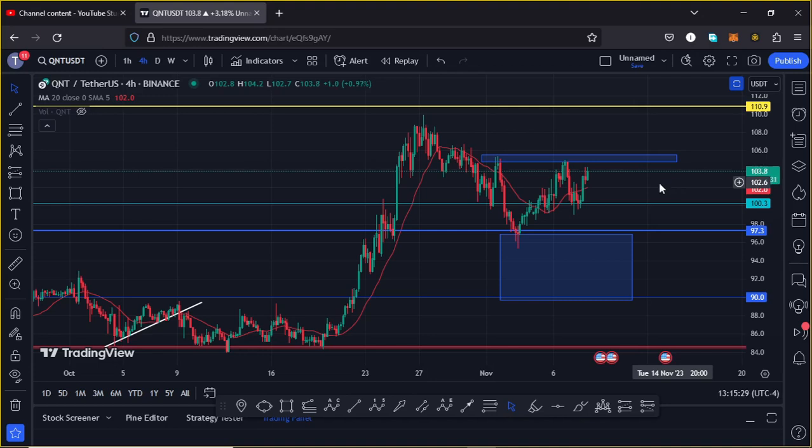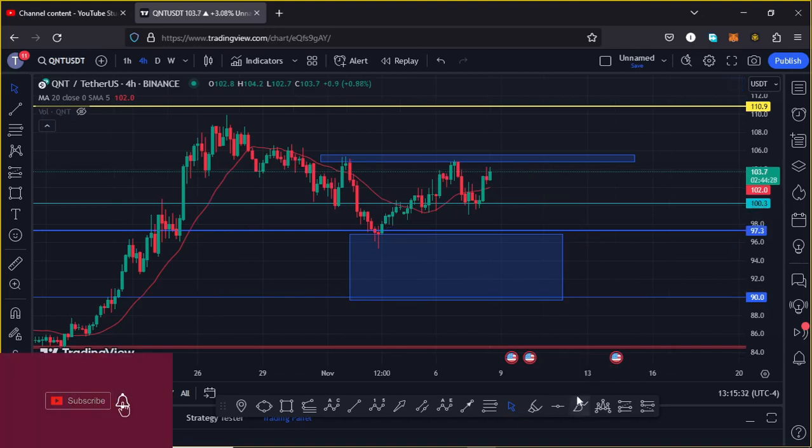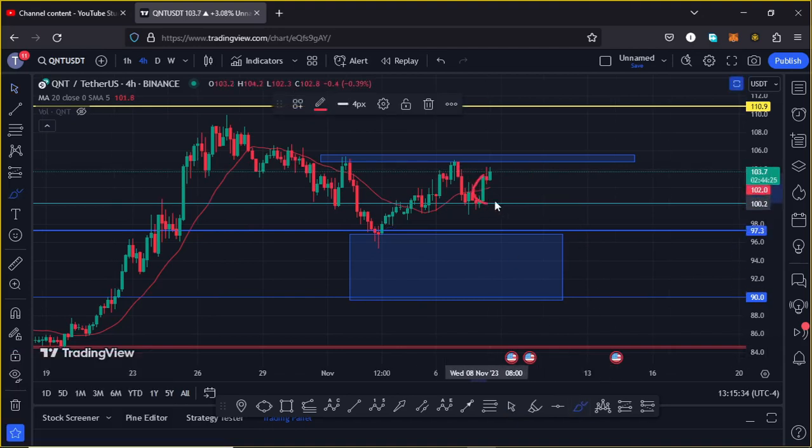At the time of this recording, QNT is holding above the 20-day MA here on the 4-hour chart, which is now acting as support for us to continue gearing up. The next key area of resistance that we need to break above lies above the $105 mark, and a break above that key area of resistance with a successful retest, then I'm expecting QNT to continue gearing up to our next key area of resistance above the $110.9 mark, and a break above that with a retest, then we can continue expecting higher prices on the QNT chart.